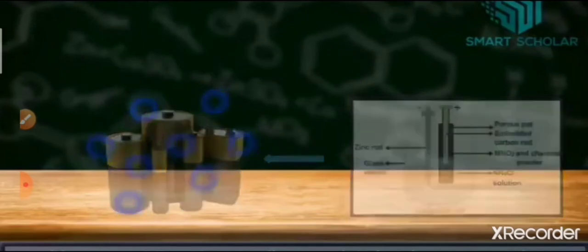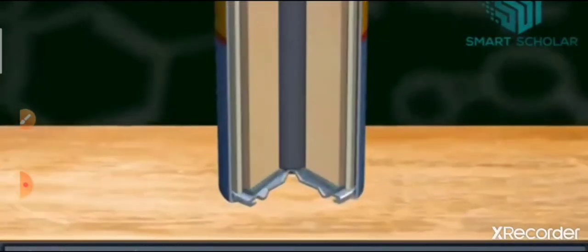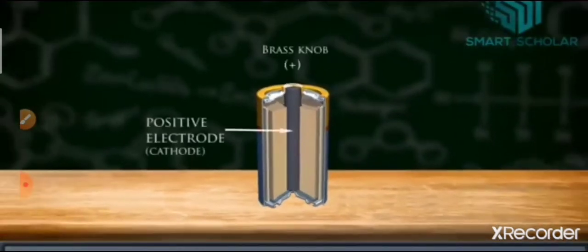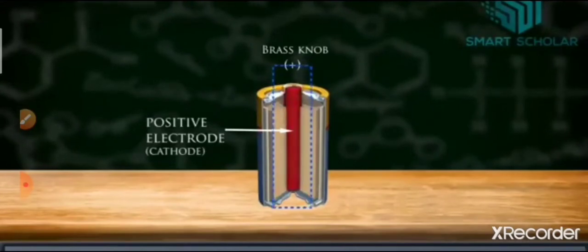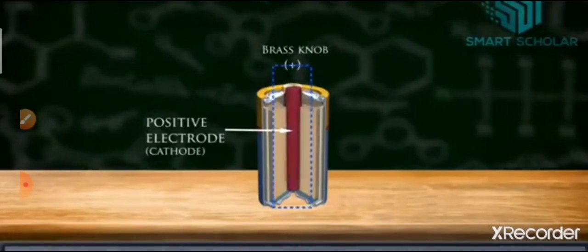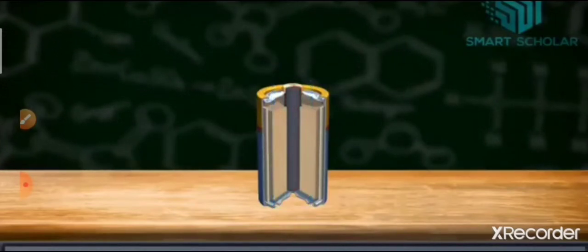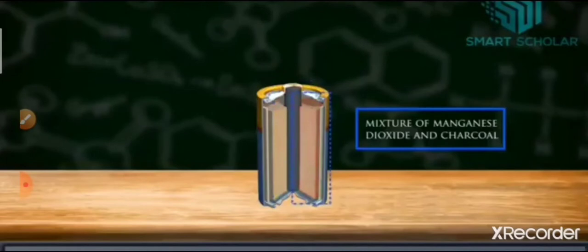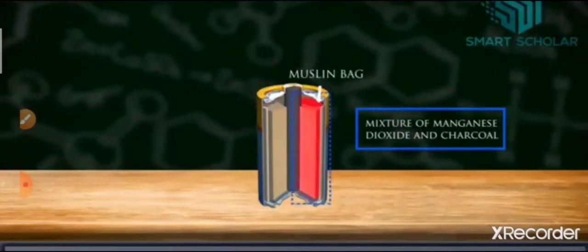The dry cell is a modification of the wet Leclanché cell. Dry cell batteries are different from wet cells because their electrolytes are contained in a low moisture paste. A dry cell consists of a zinc container whose base acts as the negative electrode or anode. The carbon rod placed at the center with a brass cup acts as a positive electrode or cathode.